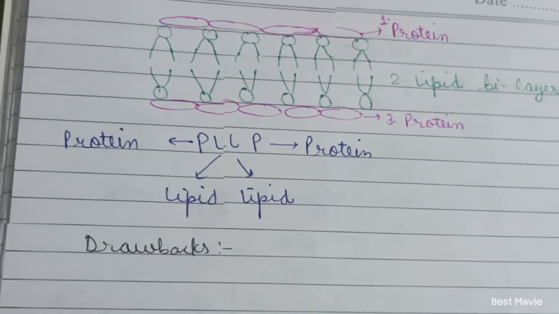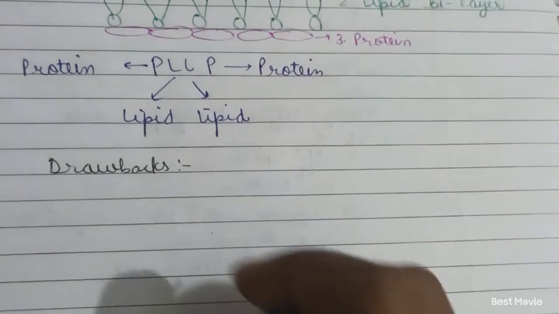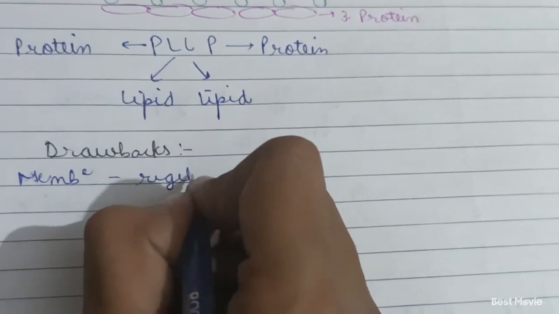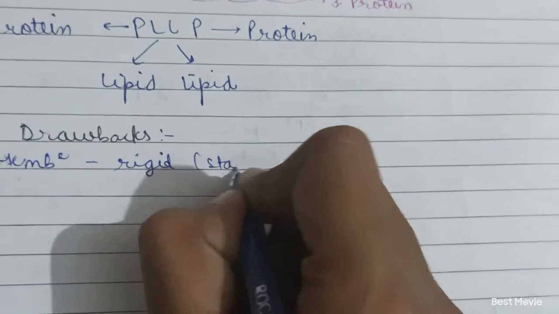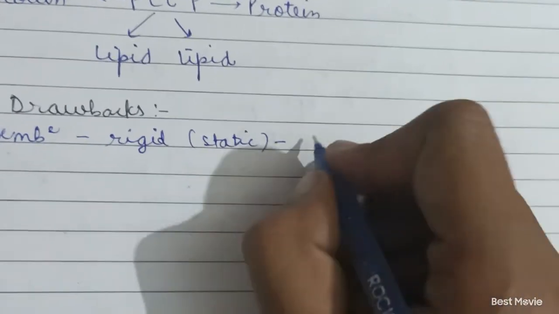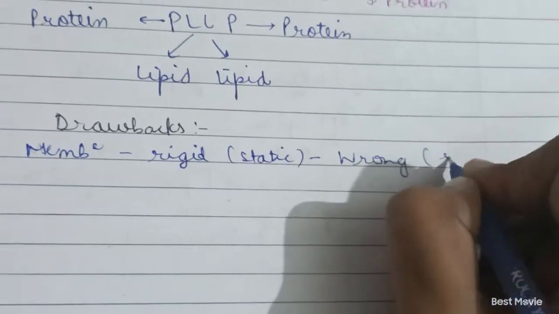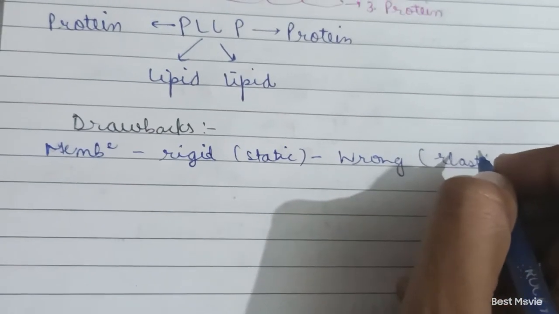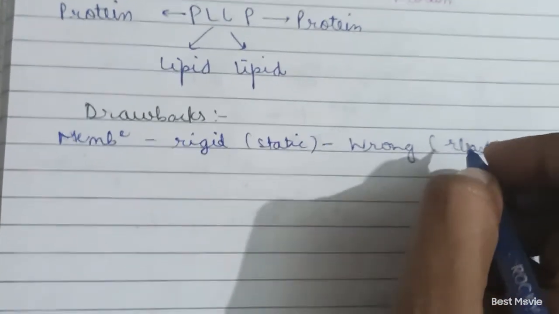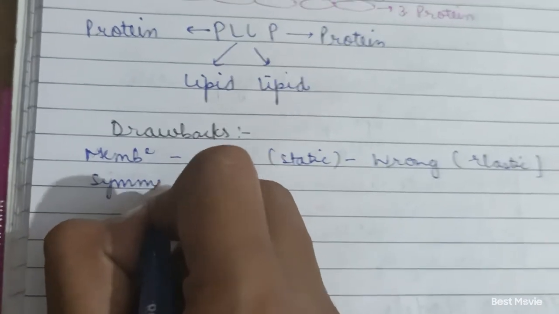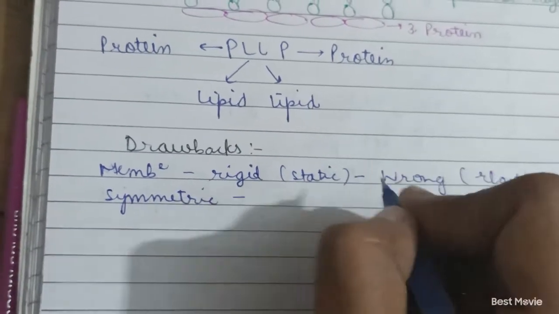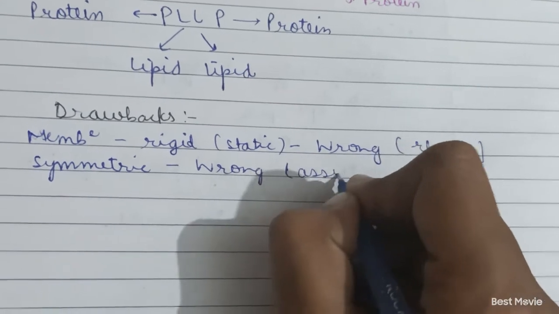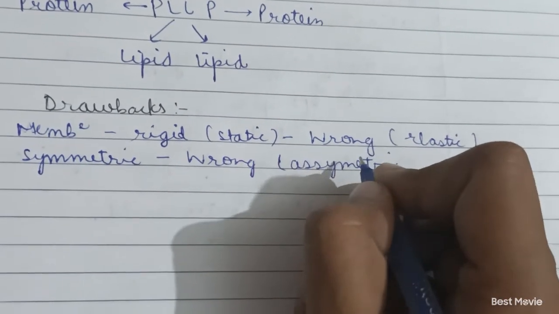First of all, it states that the membrane is rigid or static, whereas in reality it was wrong. The membrane is elastic. It has to cope with the growing size of the cell with time. The next is, it said that the membrane is symmetric, whereas the proteins are spread throughout in a really asymmetric manner. So the membrane is asymmetric. Due to these two statements, the theory became wrong.